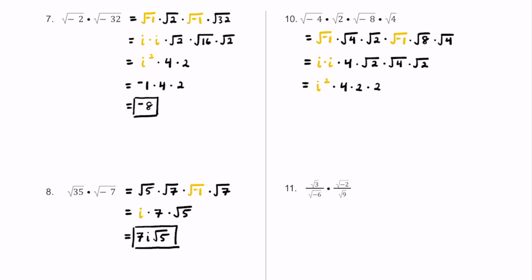All right. Now, i squared, this value here, is equal to negative 1. So we'll change that to a negative 1. And then 4 times 2 times 2 is equal to 16. So multiply this by 16. And then negative 1 times 16 is equal to negative 16.